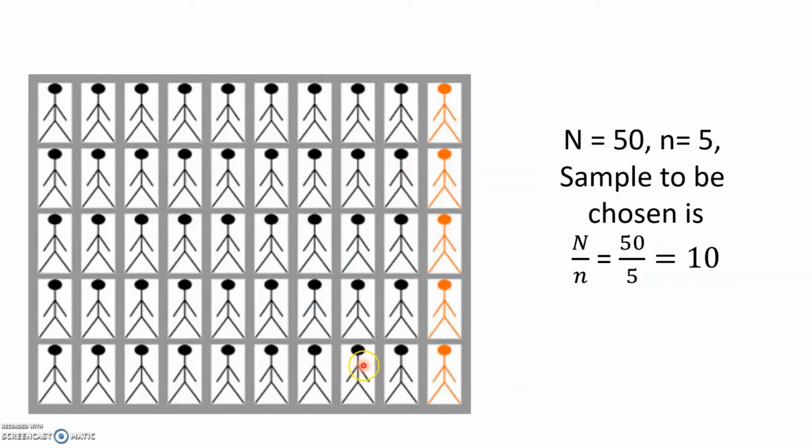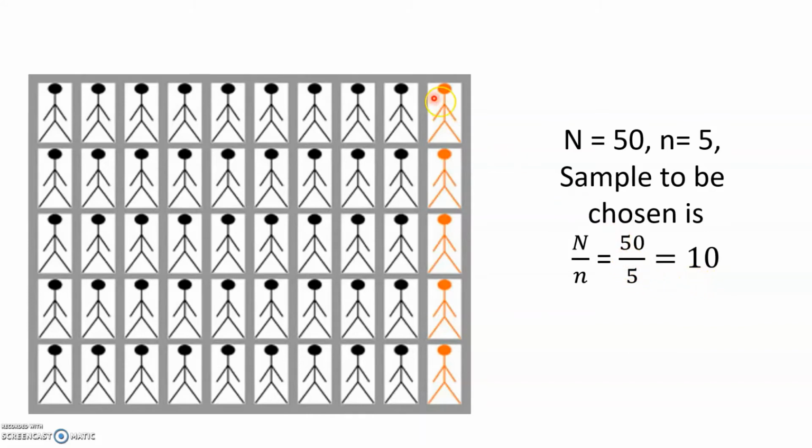Let's consider an illustration where you have 50 people, and you decide to choose a sample size of 5. So your population, capital N, is 50, and your sample size, small n, is 5. Let's do the same method. Dividing 50 by 5, you get 10. Now you need to choose every 10th person in the population as your sample.